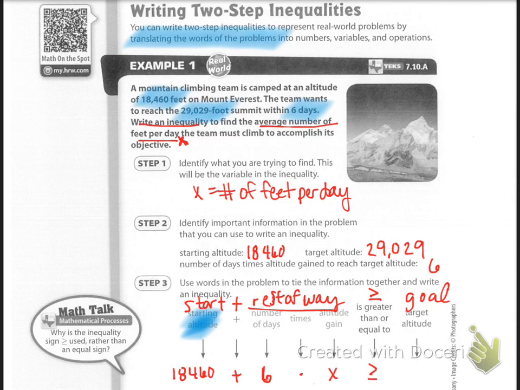It is greater than or equal to the target altitude, which is that. Which, remember, we don't even need the multiplication sign, so we can just say 18,460 plus 6x is greater than or equal to 29,029. So x and 6 are what you're multiplying by. 18,460 is where you start, and 29,029 is your total.